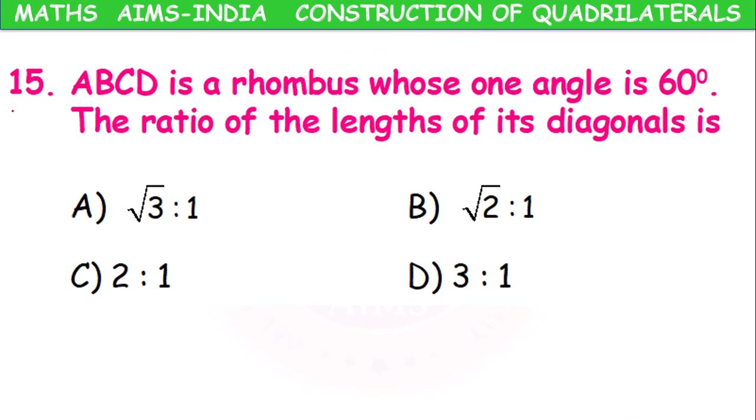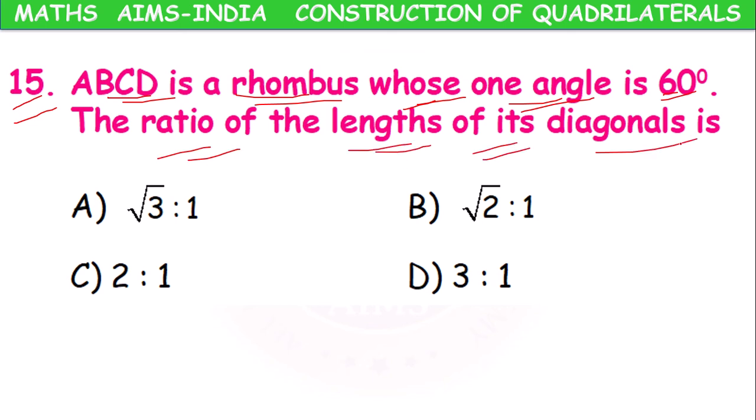Next one. ABCD is a rhombus whose one angle is 60 degrees. The ratio of the lengths of its diagonals is how much? So in a rhombus, if one angle is 60 degrees, then what is the ratio of the lengths of the diagonals?